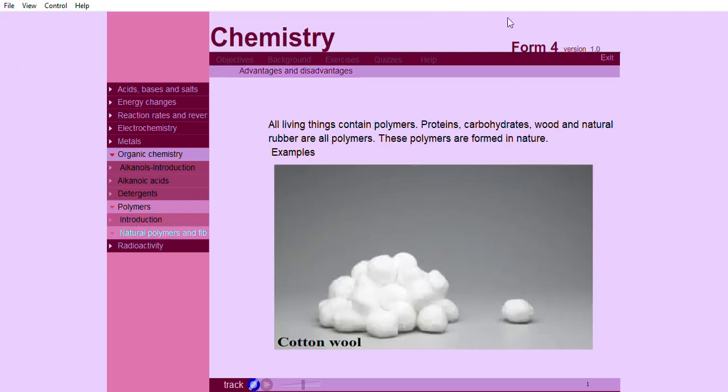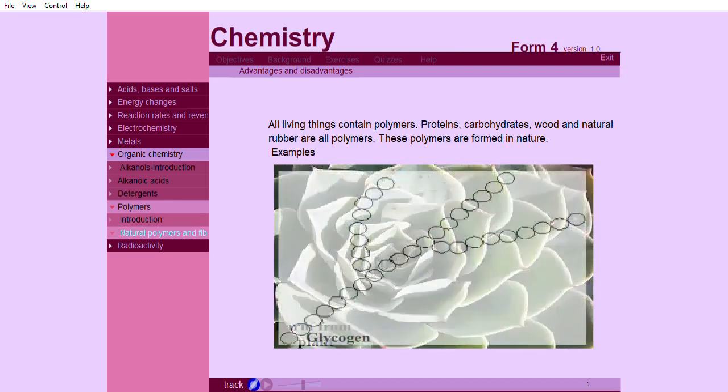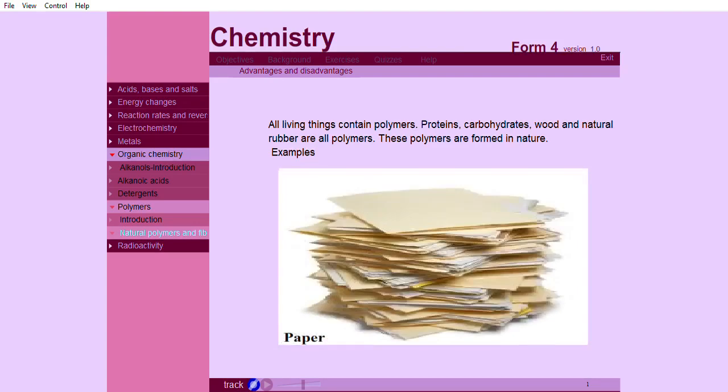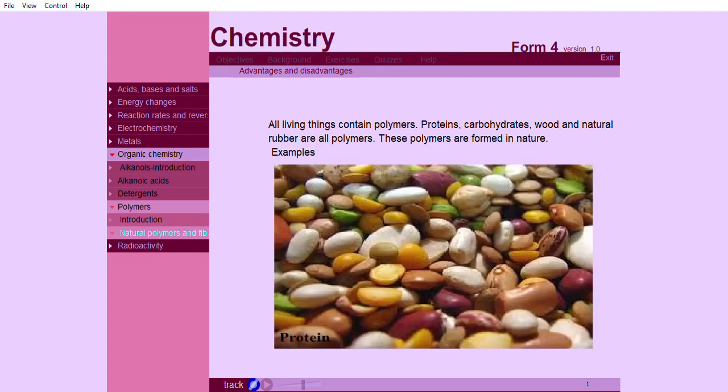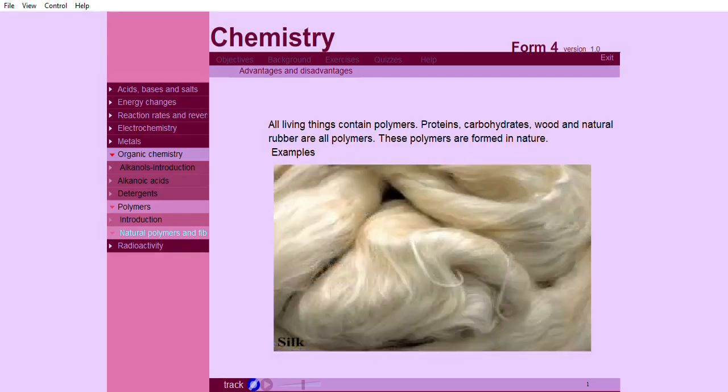All living things contain polymers. Proteins, carbohydrates, wood, and natural rubber are all polymers. These polymers are formed in nature. Examples: starch, cellulose, for example, cotton wool, paper, silk, proteins, glycogen, fats, and rubber.